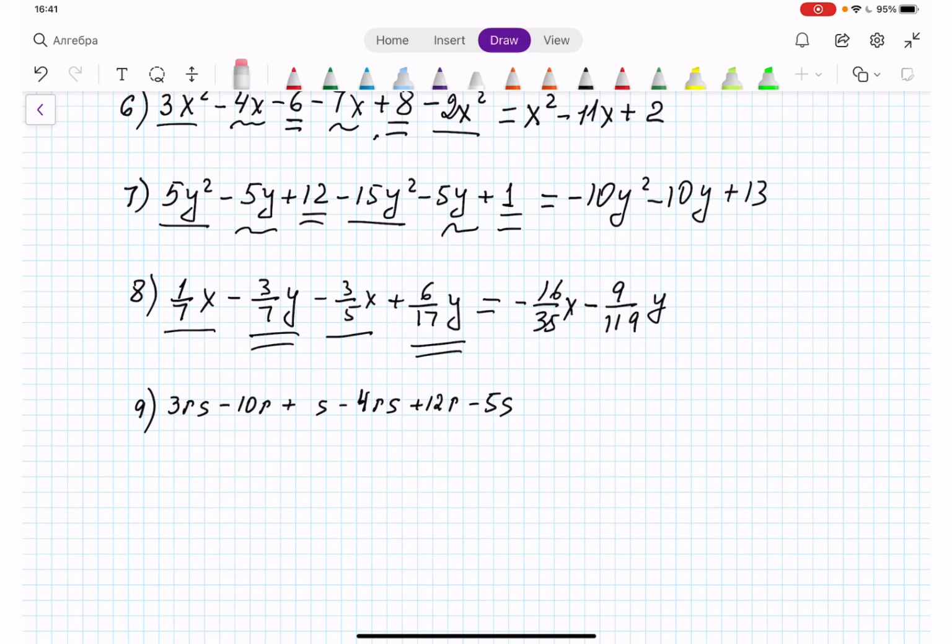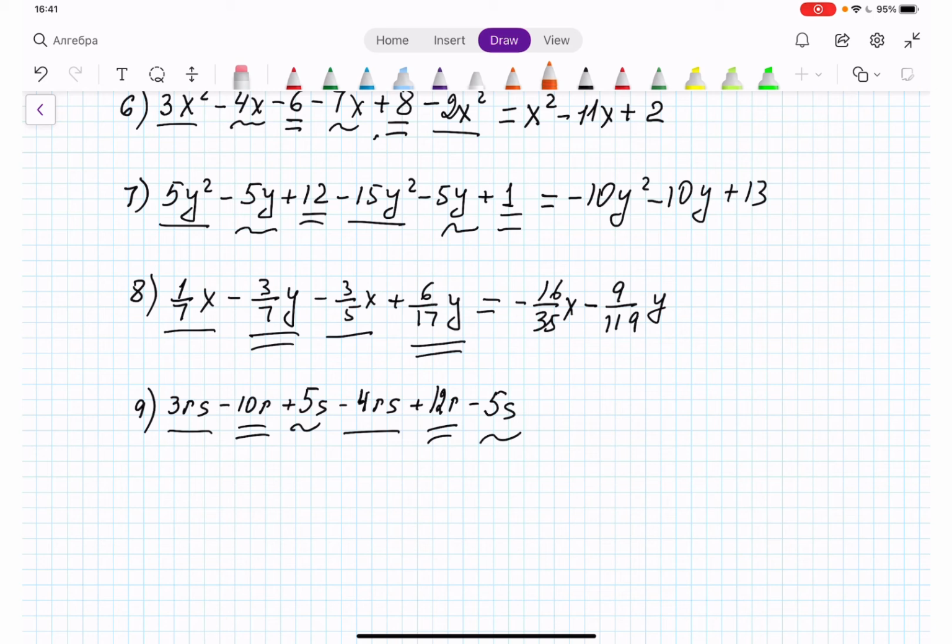Let me see, this 5 also, I'll make it look like 5S. Here is 12R and 5S. They look similar, so all right. So 3RS and negative 4RS like terms, negative 10R plus 12R like terms, 5S, negative 5S.